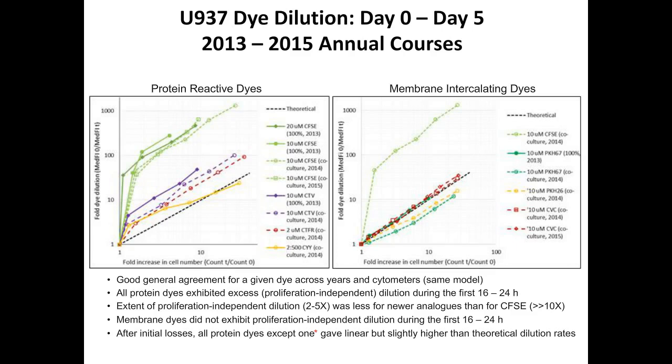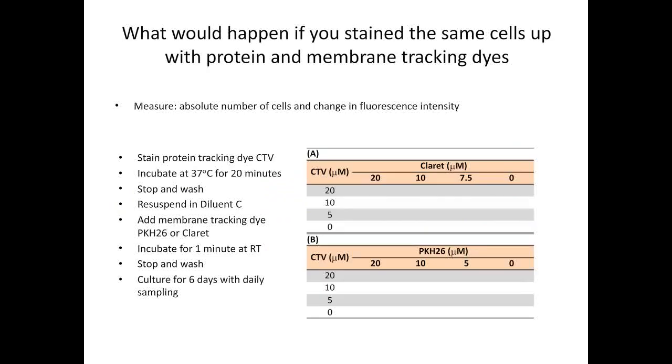That's different if we go to the right-hand side, where we have the one green line. You can see that's coming in from CFSE versus the membrane labeling dyes, which pretty much track the theoretical. That's the black line that's going through the plot. So with the membrane dyes, we're seeing less of this unexplained fluorescence loss than we do with the protein-reactive dyes.